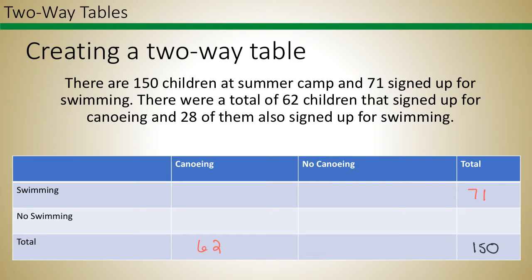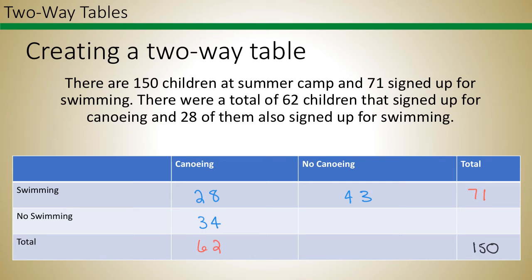And then 28 of them also signed up for swimming. So that 28 is going to go right here on the inside. Okay, so now we're actually able to fill in the rest of these numbers. So for the non-swimmers who actually did canoeing, we're going to do 62 minus 28. That's going to be 34. There's 34 students here. Okay. For this one, we're going to do 71 minus 28. That's going to be 43.